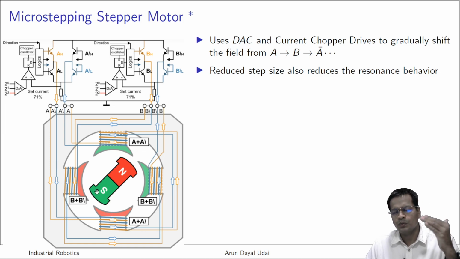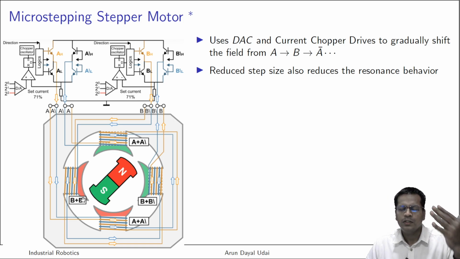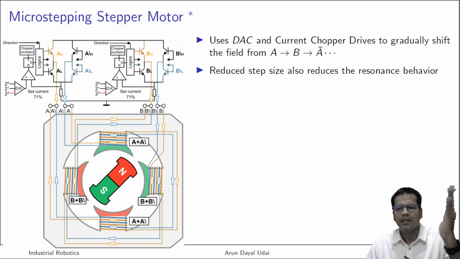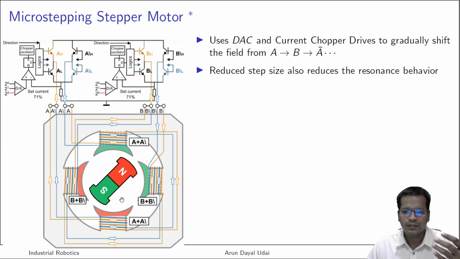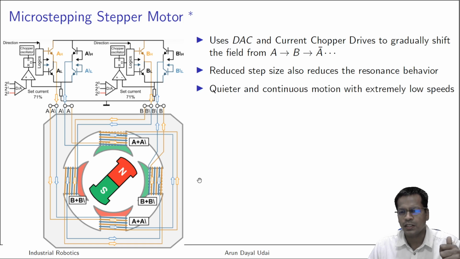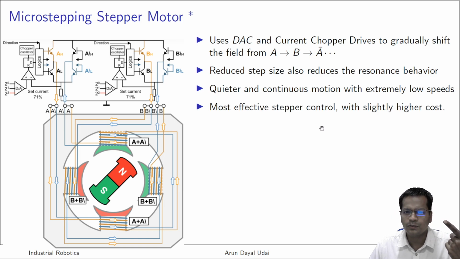Or if at all you see some sort of higher jerk, and you don't have a micro stepping motor, you can try reducing or increasing the RPM of your motor by changing the pulses per unit time. Why? That will be less than your synchronous resonant speed or higher than your resonant speed. So you don't go to the resonant behavior of your equipment. So that is very much advisable while using stepper motors with any machinery. Quieter and continuous in nature, and at extremely slow speed you can run this one. Most effective stepper control, with slightly higher cost.